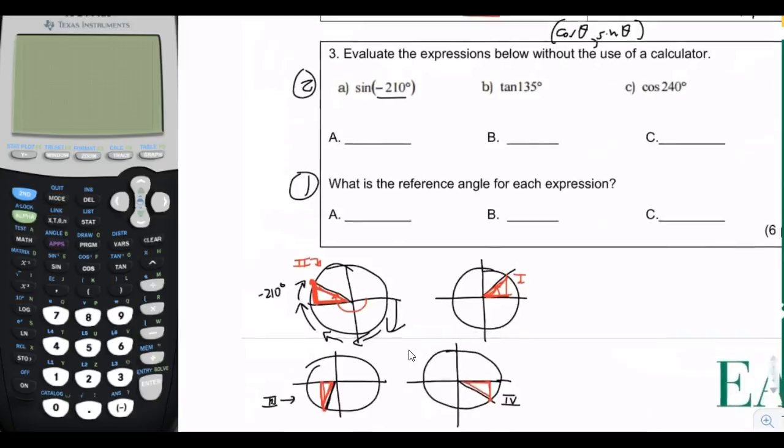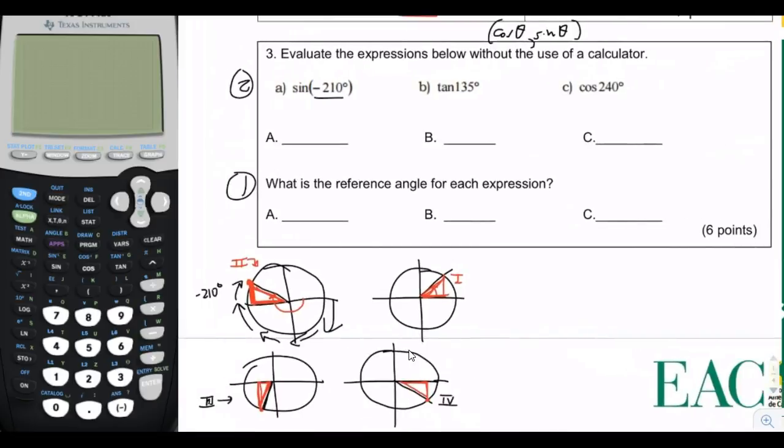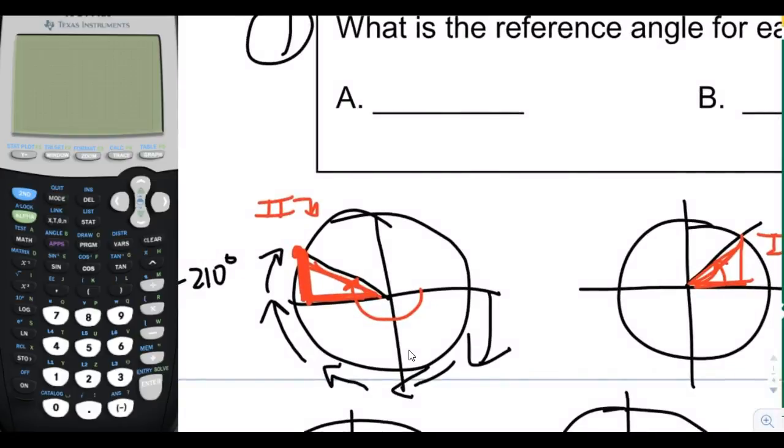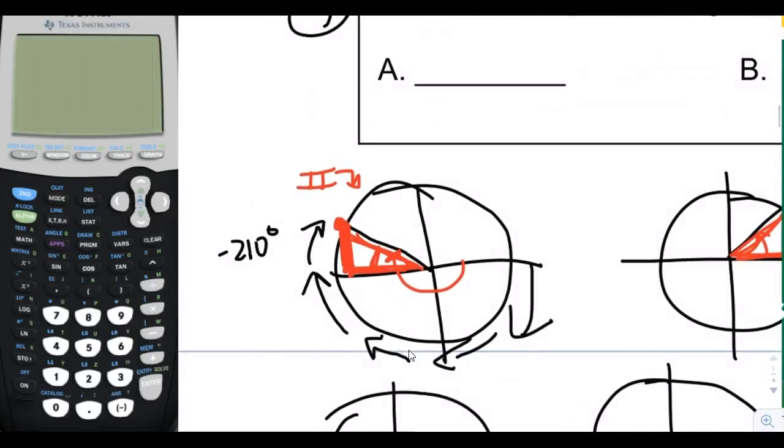Our first problem was to find the reference angle, or reference triangle, for negative 210 degrees. Since we drew this triangle here, we can see that the reference angle is 30 degrees past 180, right? You could find that by asking, what is the difference between 210 degrees and 180 degrees, right?